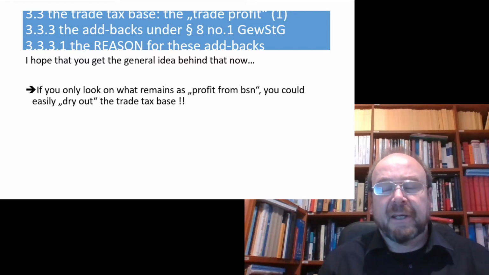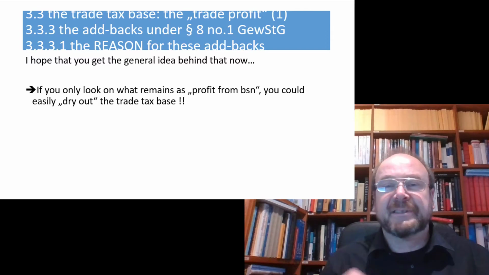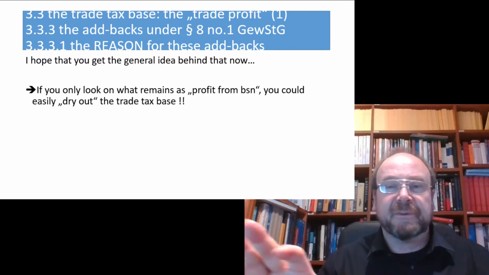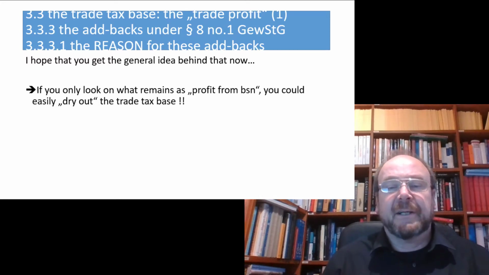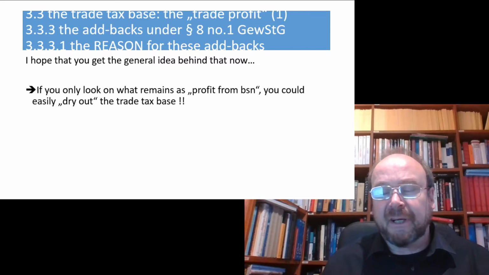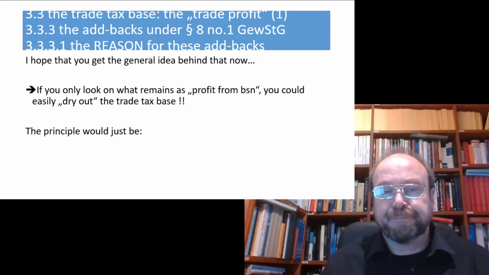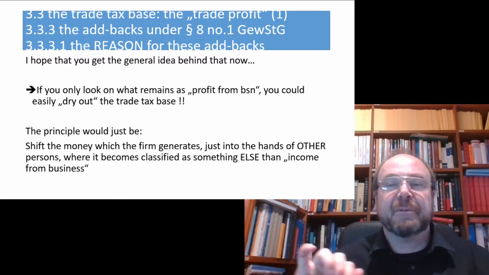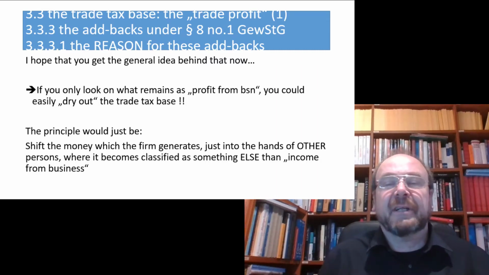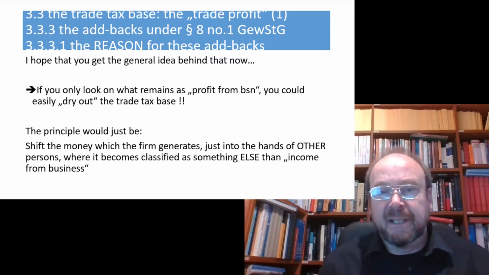So if you just take over the income tax result, that's a kind of stable and safe route to self-destruction of the tax base here. The tax base would completely dry out. So everybody would shift the money which the firm generates just into the hands of other people, where that money is no longer labeled as income for business.